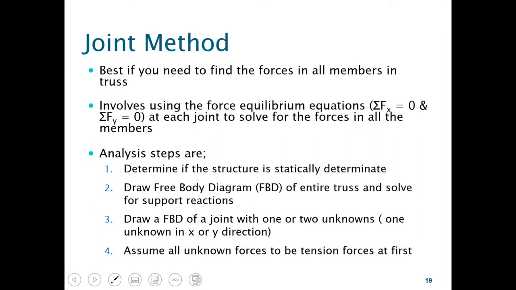What's the joint method? Well, as I said, it's the best method if you want to find the force in all the members in the truss. It involves using the force equilibrium equations. In other words, the sum of the horizontal forces is equal to zero, and the sum of the vertical forces is equal to zero at each joint. Solve for the forces in all the different members.